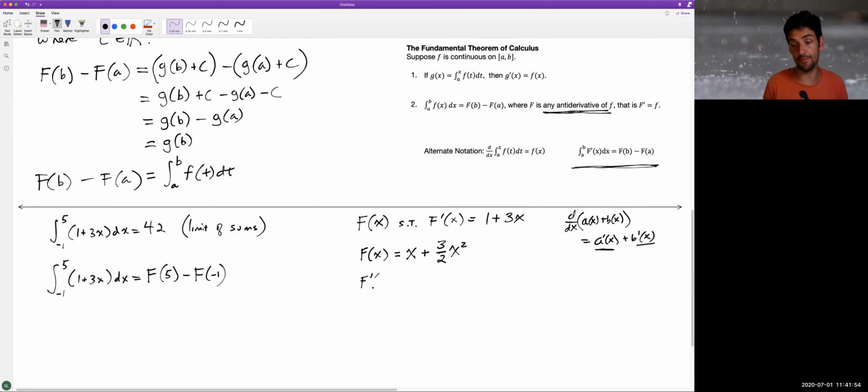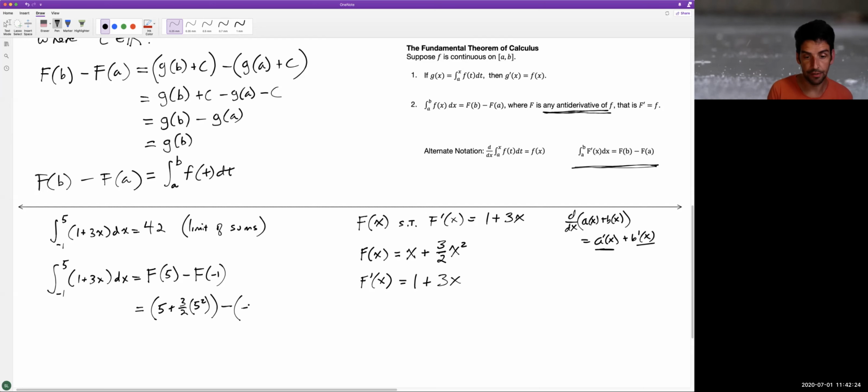Just to clarify, f prime of x is equal to 1 plus, take down the 2, multiply it by 3/2, get 3, and I'm left with an x. So that tells me the f I need to use, f of 5. So now I'm just plugging in 5 to this capital F function that we found. That's going to be 5 plus 3/2 times 5 squared minus -1 plus 3/2 times -1 squared.